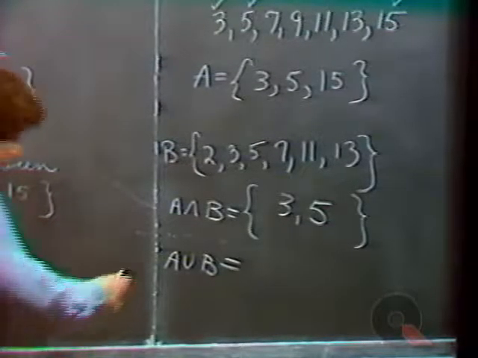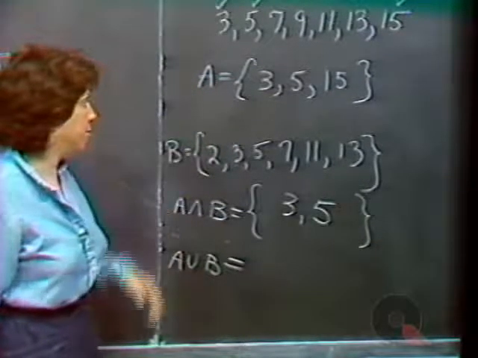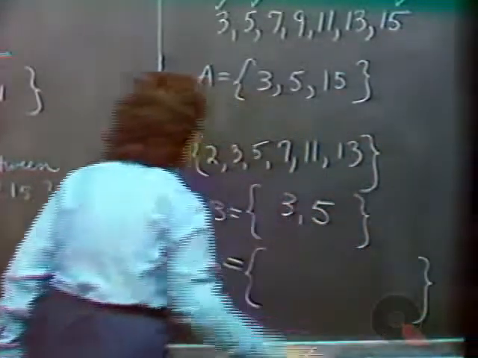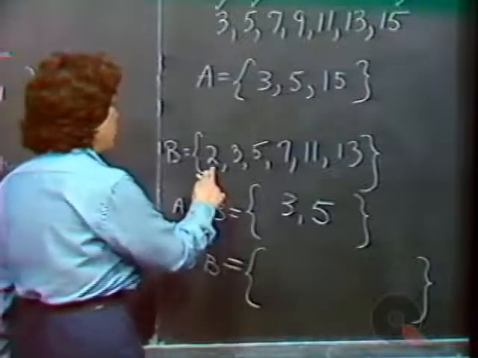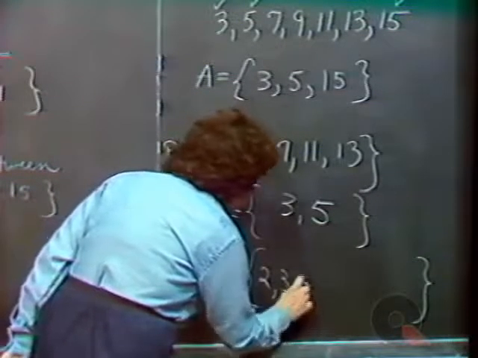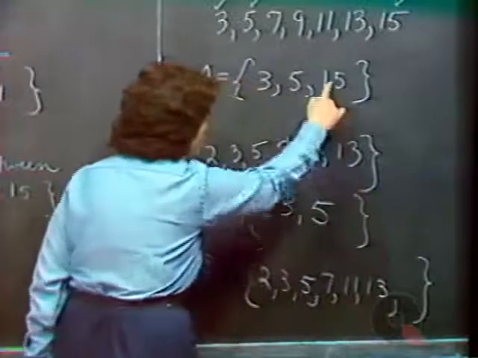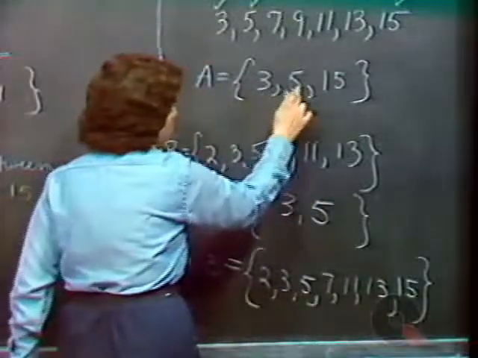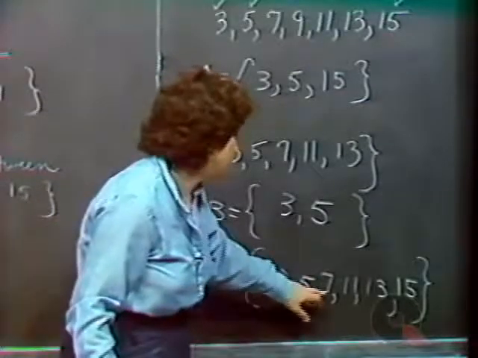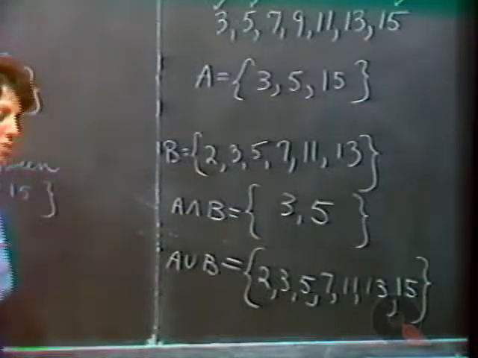The union of two sets is the set of all numbers that are either in set A or in set B or in both. So here we will write for the union 2, 3, 5, 7, 11, 13, and 15. We have the 3, 5, and 15 that are present in A, and the 2, 3, 5, 7, 11, 13 that are present in B. So here we have the intersection of these two sets and the union of the two sets.